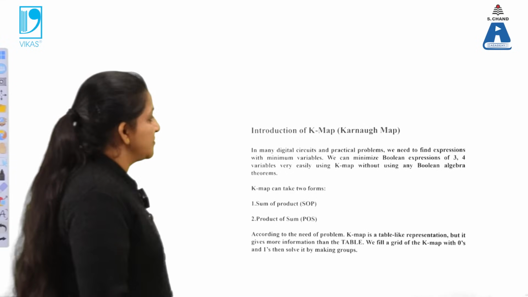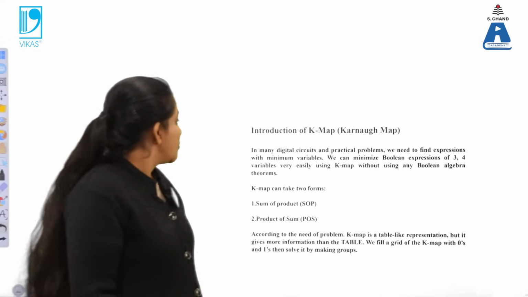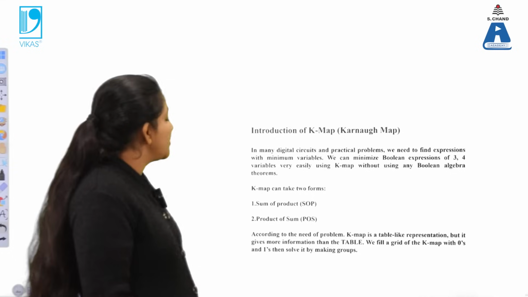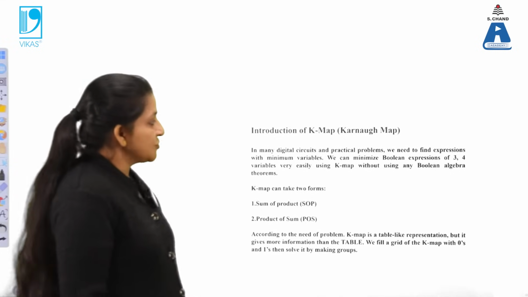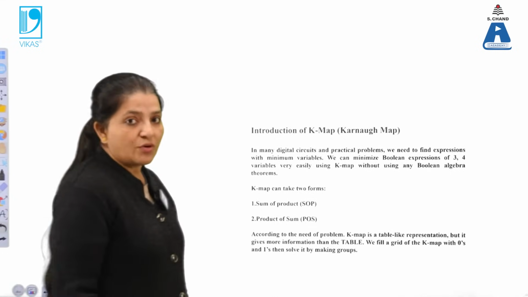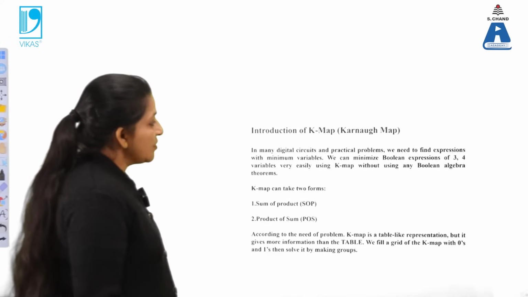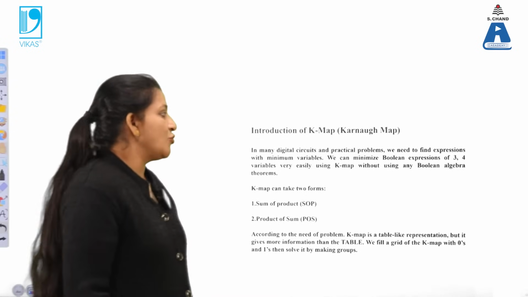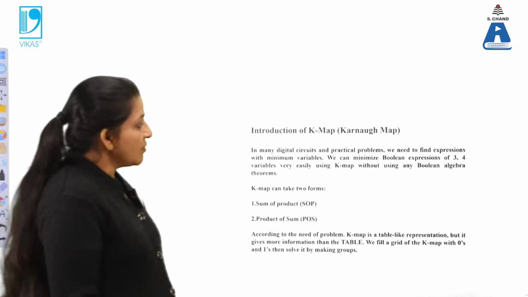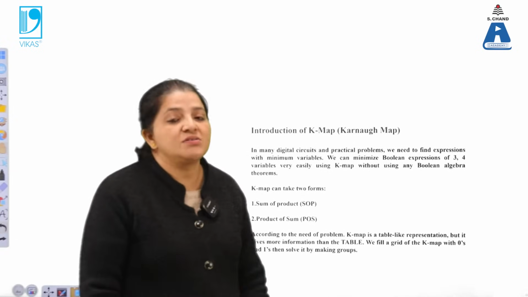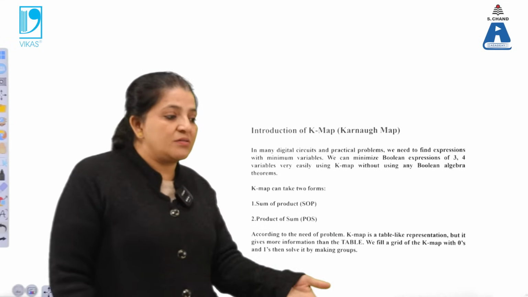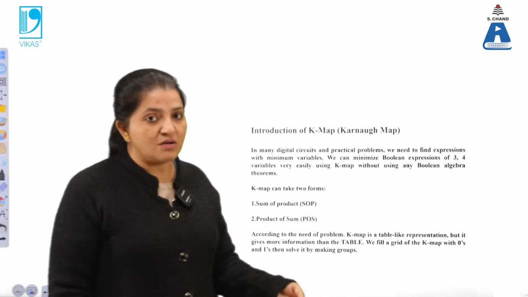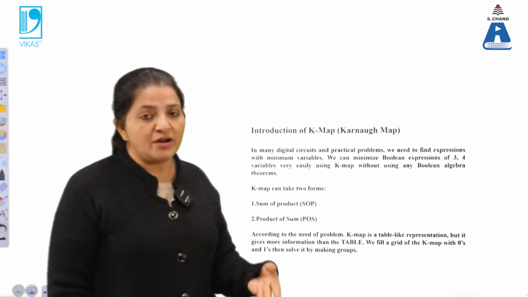So now, the introduction of K maps, also known as the Karnaugh map. In many digital circuits and practical problems, we need to find expressions with minimum variables. That means we want to reduce the many variables and define their expressions. We can minimize Boolean expressions of 3 and 4 variables very easily using K maps without using any Boolean algebra theorems. We know that these theorems are known as De Morgan's theorems, which are used for the replacement of gates.